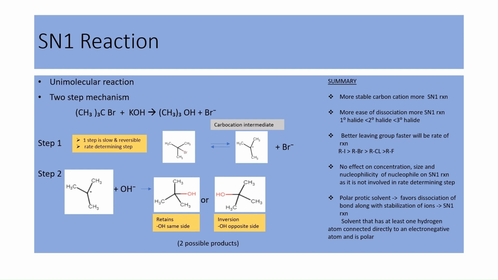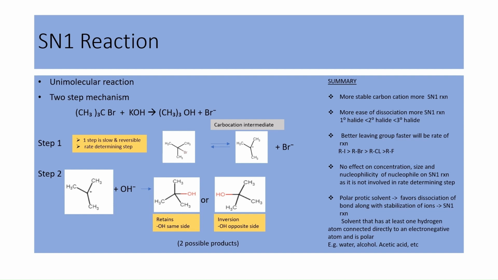Polar protic solvents are solvents which have at least one hydrogen atom connected directly to an electronegative atom. For example, water, alcohol, acetic acid, etc. The SN1 reaction is a unimolecular reaction with a two-step mechanism. So, the first step is formation of a carbocation, which is a very slow and reversible reaction. Since it is slow and reversible, it is the rate-determining step. The second step is that the carbocation reacts with the nucleophile, forming alcohol.